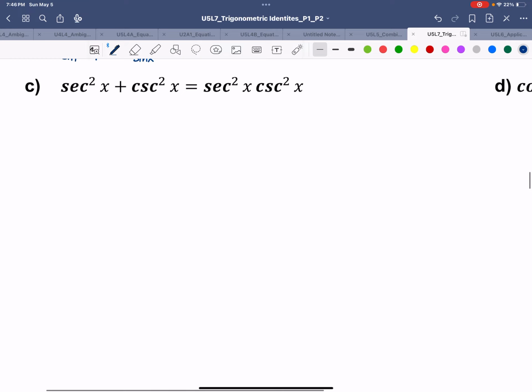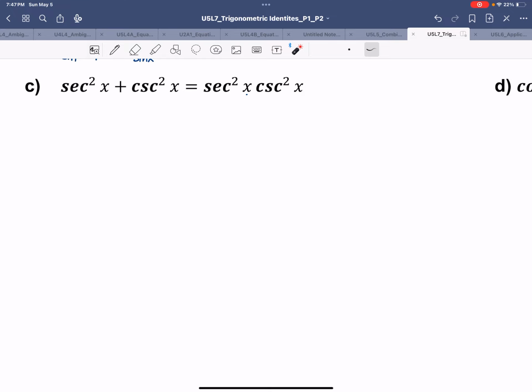This time we have secant squared plus cosecant squared is equal to the product secant and cosecant. So either side would be fine to work with. I would choose the left side first and check and see if I can make it look like the right side. And that is because we have the exact same terms in both sides of the identity, but here we have them in the form of two separate terms, which means that there is simplifying that can happen by adding the terms together and hopefully getting to a single term that looks like the right side.